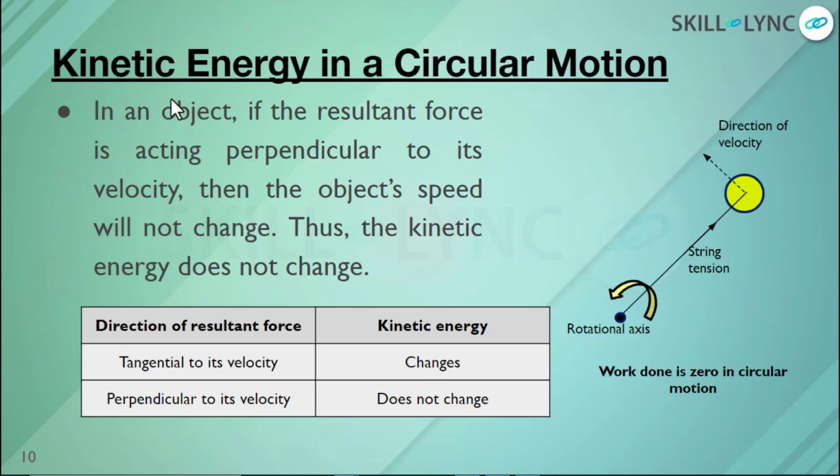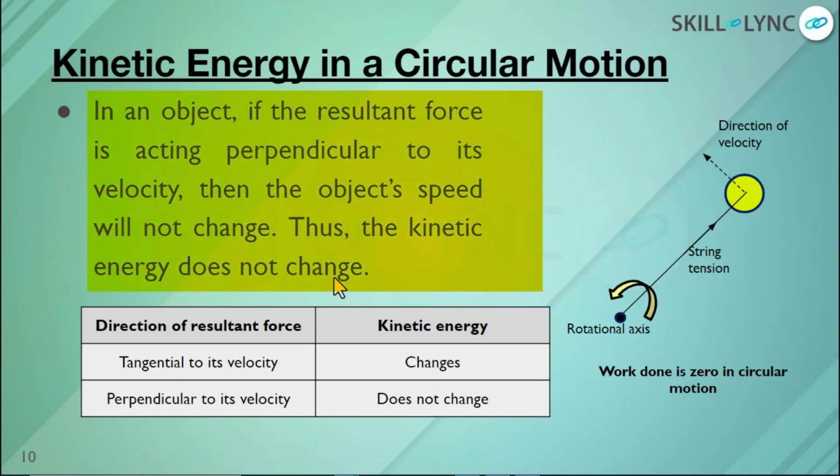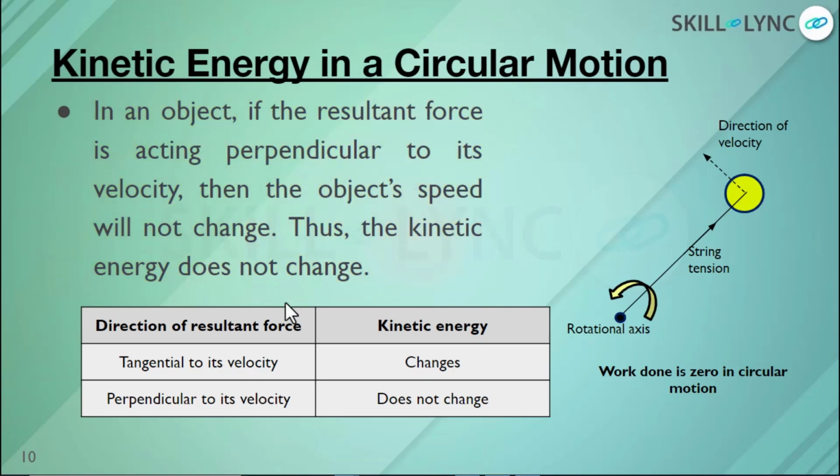Now, let's study kinetic energy in a circular motion. If the resultant force on an object is acting perpendicular to its velocity, then the object's speed will not change. Thus, kinetic energy does not change. Let's try to understand this using the following table.